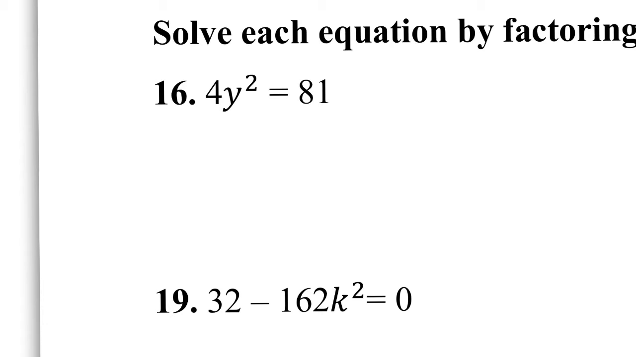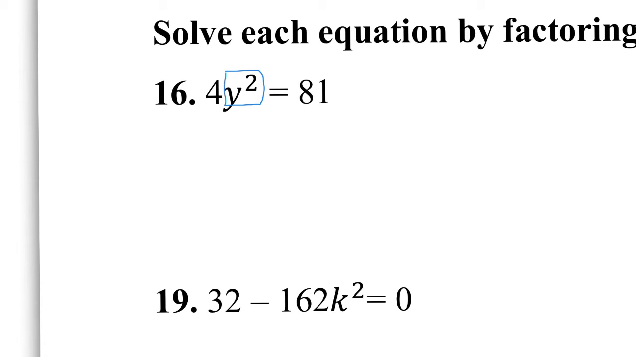So first of all, in order to use the square root rule, you must get the variable with the square by itself. So if you guys notice here, the 4 and the y squared, they're multiplying each other. So I need to get that y squared by itself. Let me draw a box so you guys know what I'm talking about right here. So I need to get that by itself.